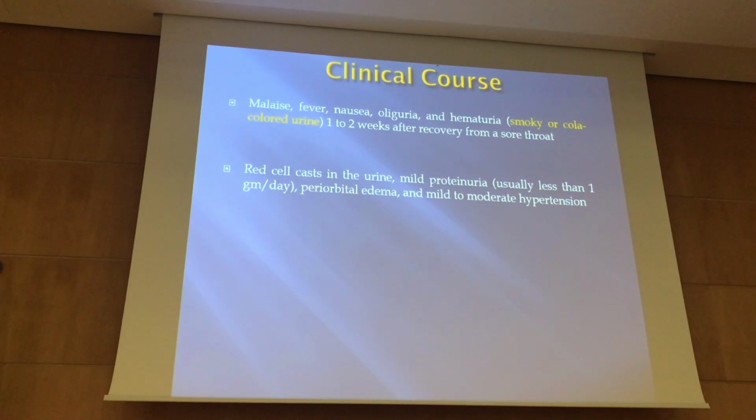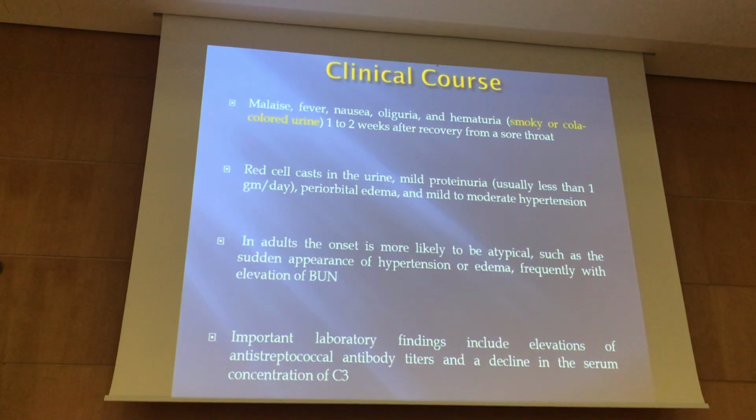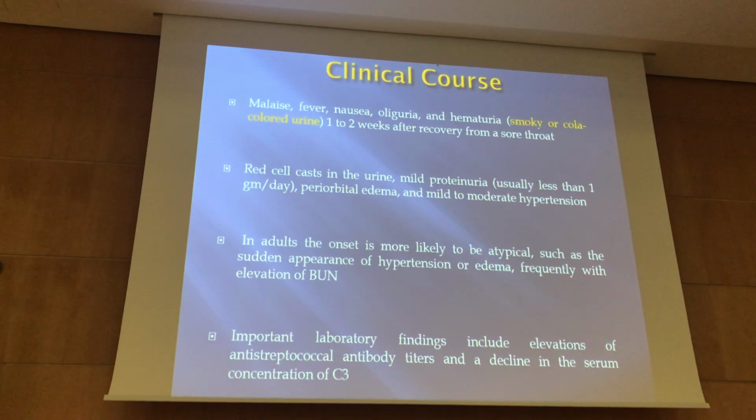Okay, so red cell casts in the urine, mild proteinuria, less than 1 gram, periorbital edema, and also moderate hypertension. So these are the clinical features. In adults, the onset is more likely to be atypical. Means probably he might not be having malaise or fever or hematuria or cola color, but he must be having hypertension, edema, and increased blood urea nitrogen. So in adults, it is not the typical picture which you see in children.